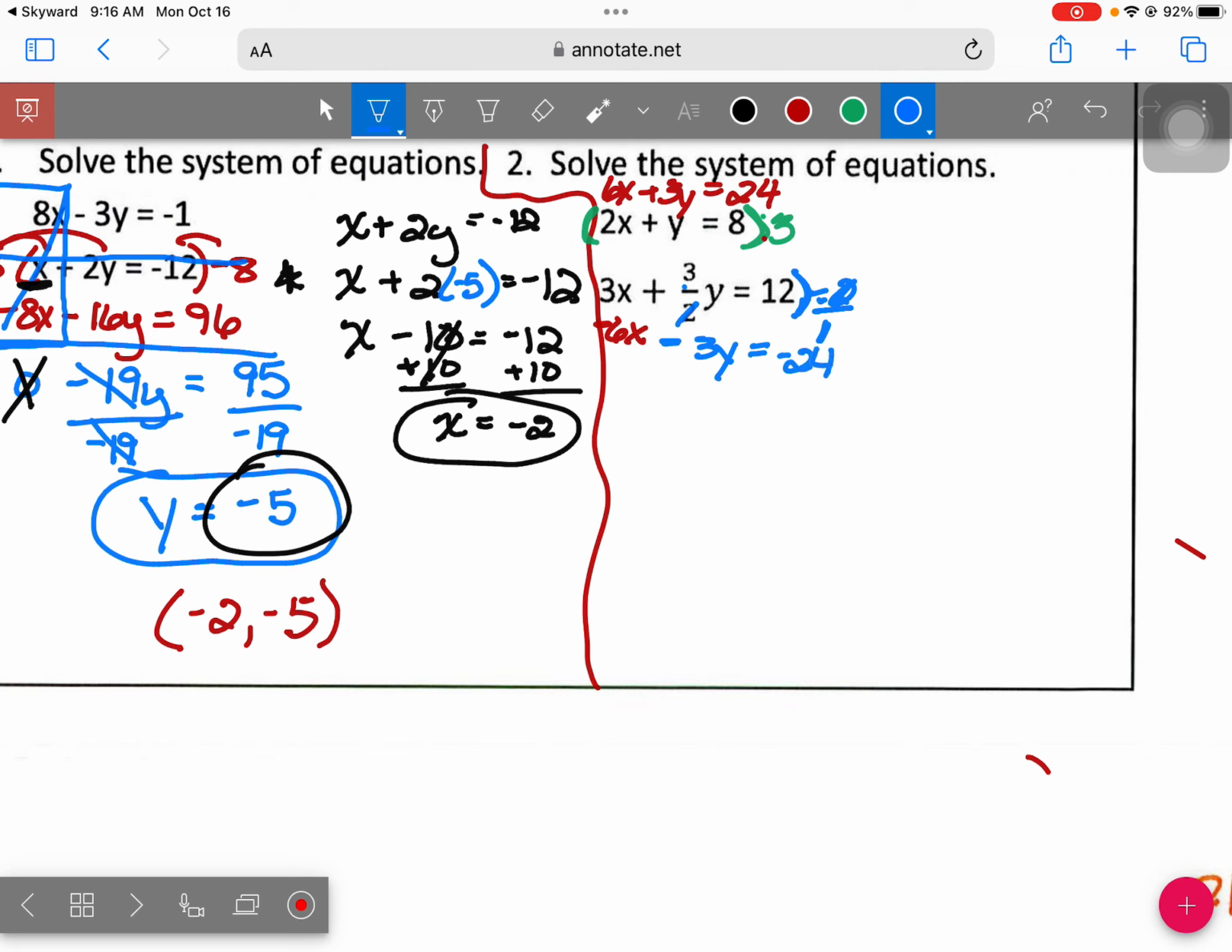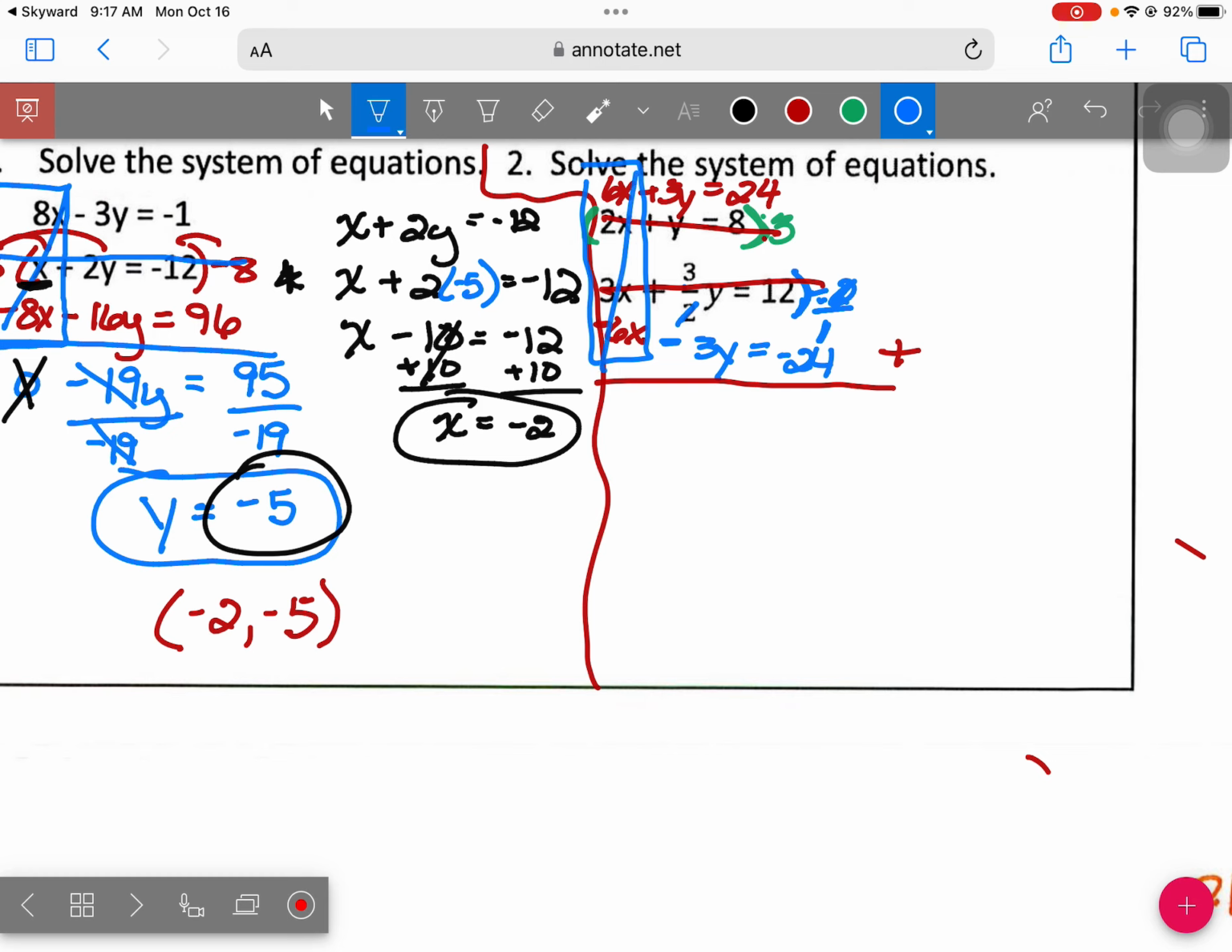Everybody see how I did that? You're just multiplying -2 times each term in that equation. All right, now we're going to add these together. So I have a 6x plus a -6x. That's what we were trying to get rid of initially, right? And that's my 0. That zeroes out.